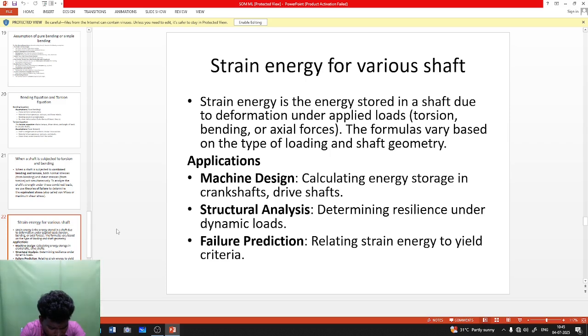Shear stress: U is equal to tau square divided by 2G into volume. The ratio of strain energy UH divided by US is equal to (do square plus di square) divided by do square, and the ratio of torque TH divided by TS is equal to (do power 4 minus di power 4) divided by do power 4.